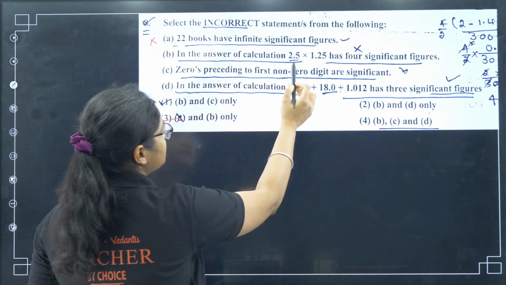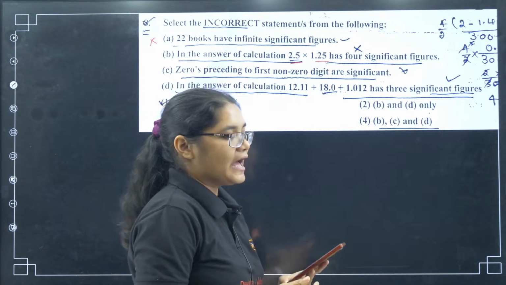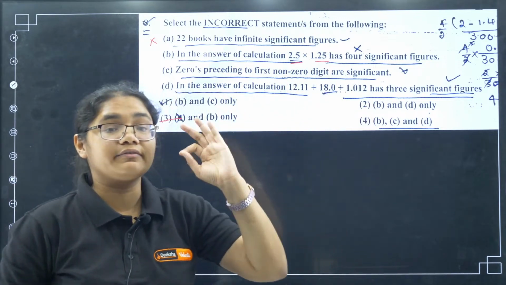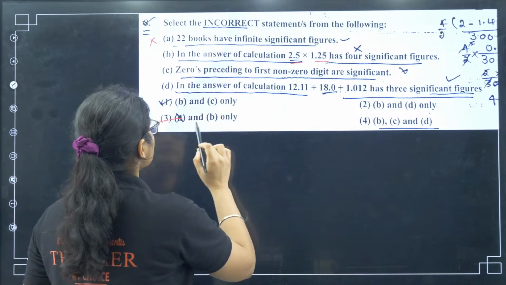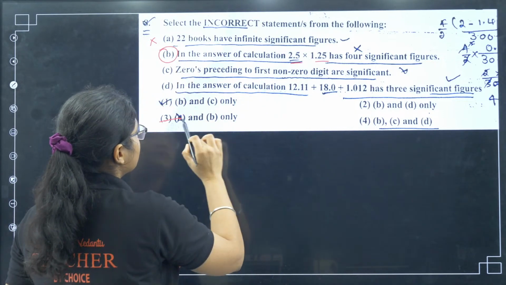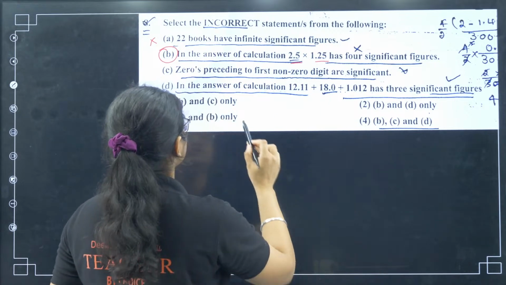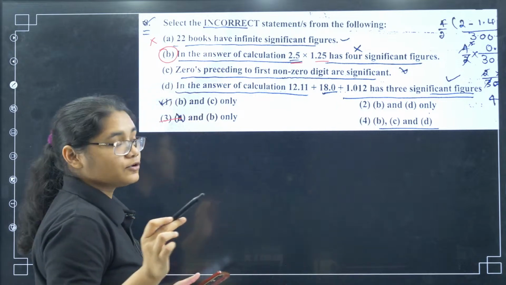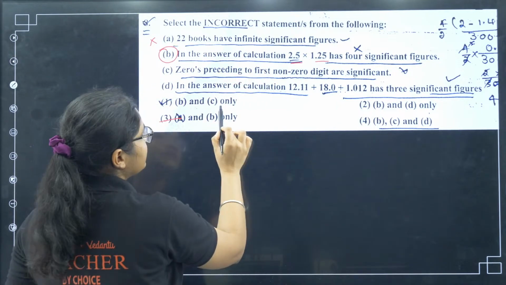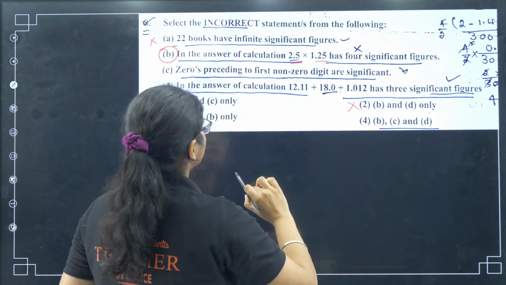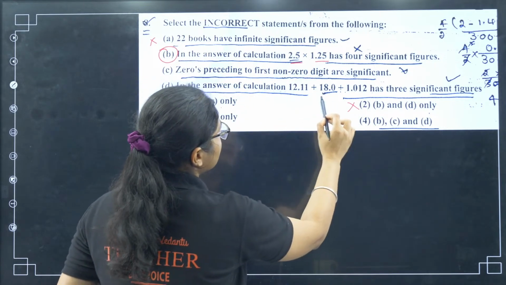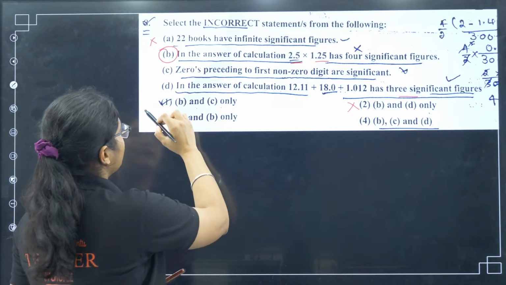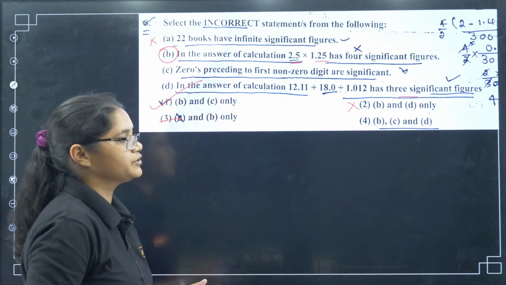In the answer calculation, 2.5 to 1.25 has 4 significant figures. Now if you multiply this, you will get a total of 3 significant figures. So this is wrong, so we have B as incorrect, and B is there in all the options. Zeros preceding the first non-zero digit are significant. That is wrong, so this is also incorrect, so C is there and we can eliminate this option. Next, in the calculation, it has 3 significant figures. This is also correct. So the correct answer is B and C, that is option number 1.